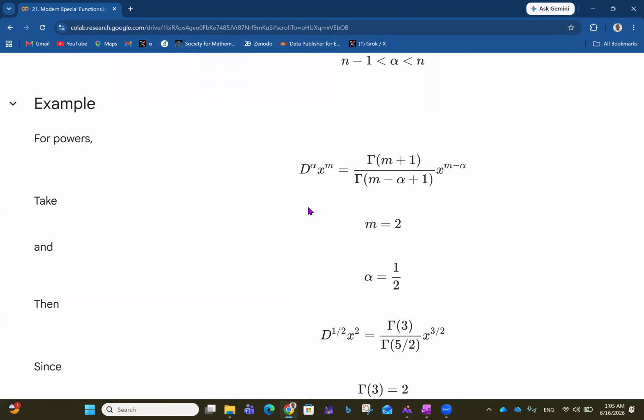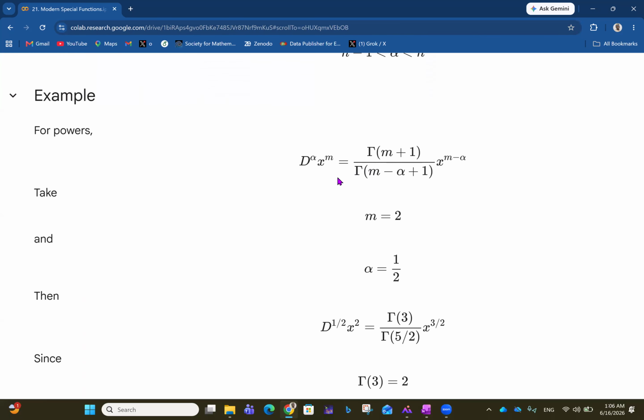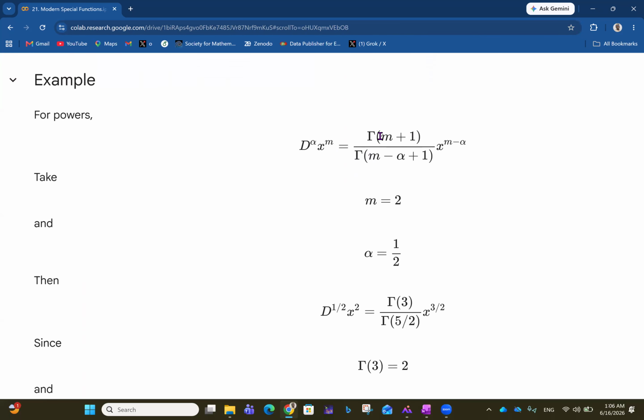For powers now, you have D^alpha x raised to power m. So this is a general formula. D^alpha x^m is equal to gamma of m plus 1 all over gamma of m minus alpha plus 1, then x raised to power m minus alpha. So that's how to differentiate in fractional order, basically.